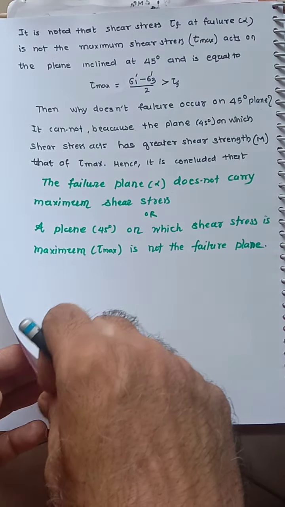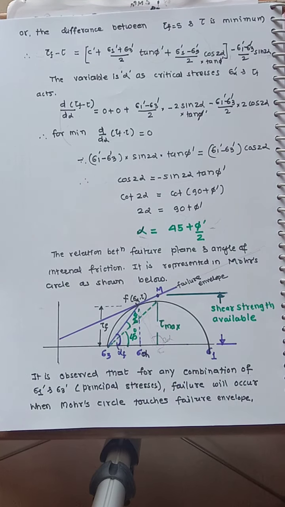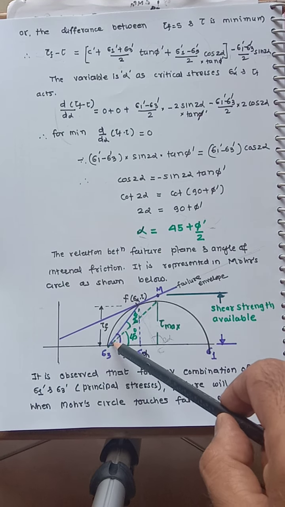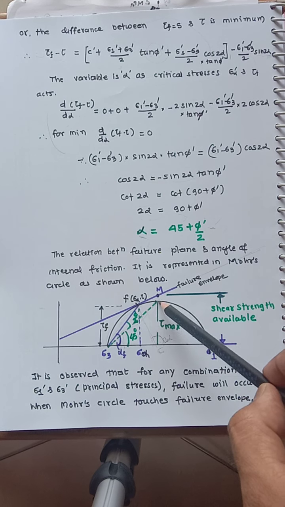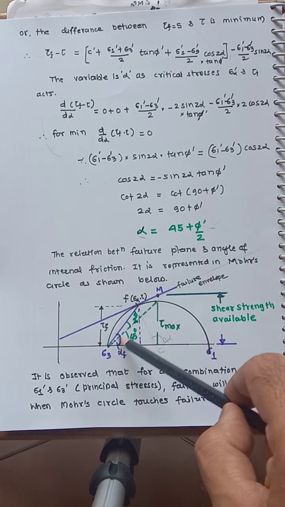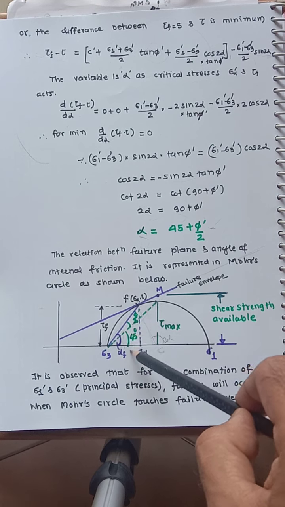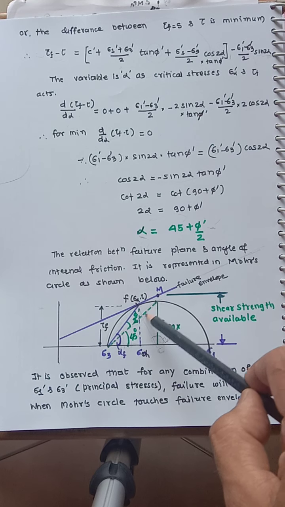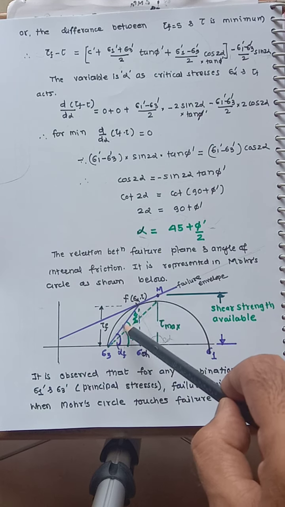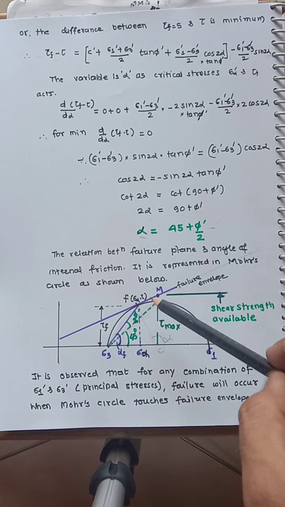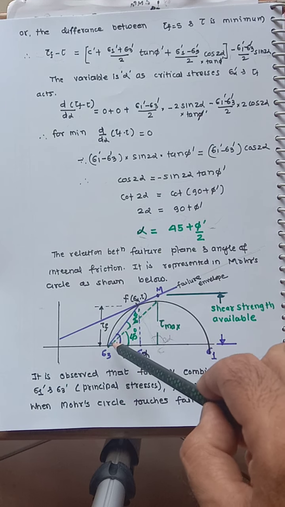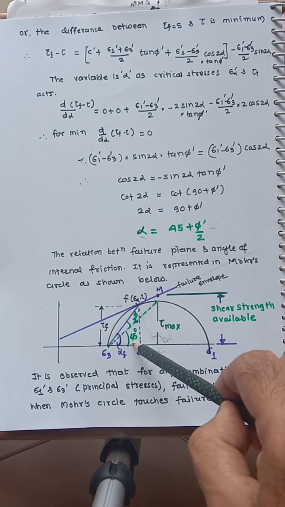What is the meaning of these lines? A plane on which failure takes place is not the plane of maximum shear stress. Or, the plane on which the shear stress is maximum is not a failure plane. This is not a failure plane, but the failure plane is this. A failure plane is one on which the shear stress is not maximum; the plane on which the shear stress is maximum is not a failure plane.